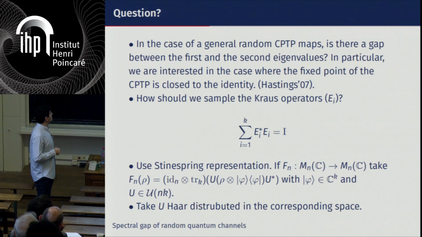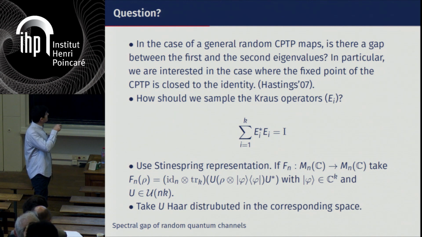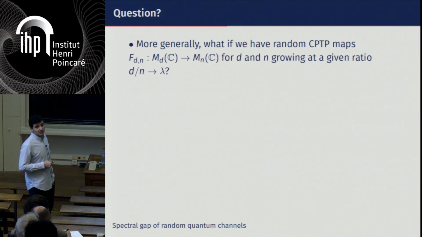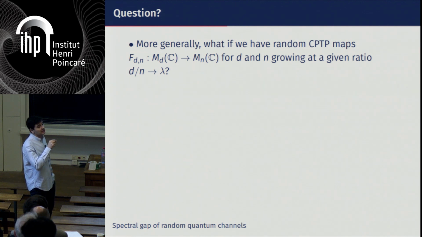random Haar unitary matrices. So the set of random channels that I'm going to consider is the channels from M_n to itself, such that I apply a unitary to my state tensor product with some initial state, and then I trace out the ancillary system. Of course, I will take the Haar measure, the only one that is invariant under the action of the group. But in general, why would one restrict only to this set of channels and not consider any set of channels where the dimensions of the input and output spaces do not coincide? I'm in particular interested in the growing ratio between d and n. So when d and n go to infinity at a given ratio, lambda.